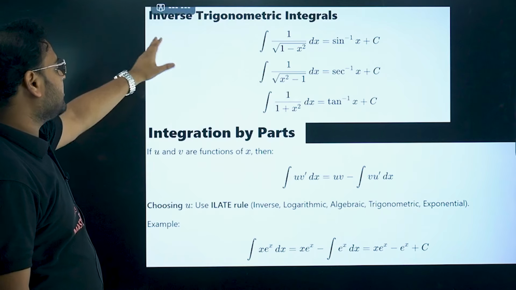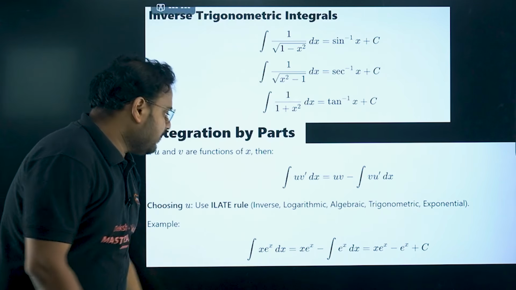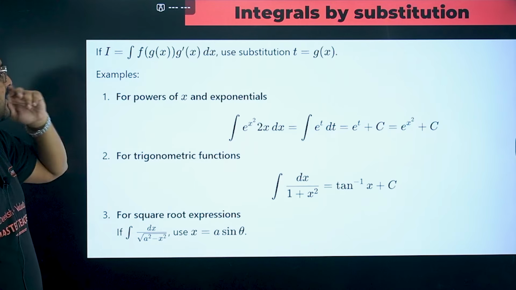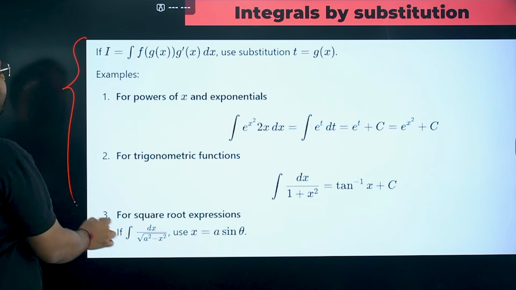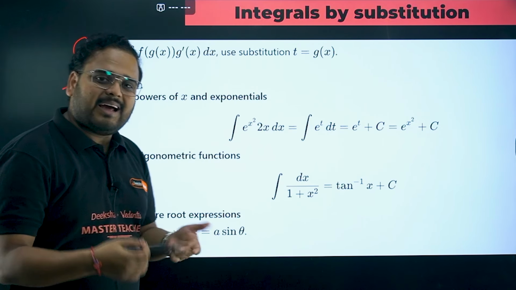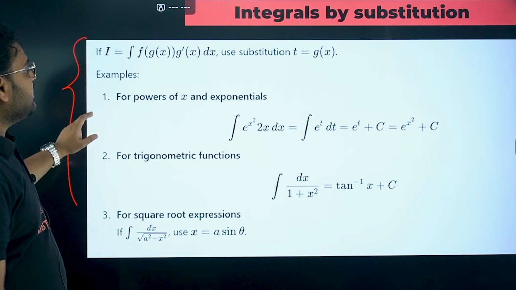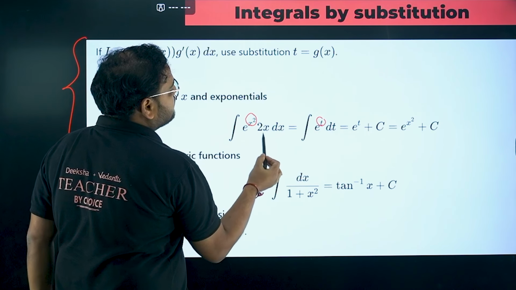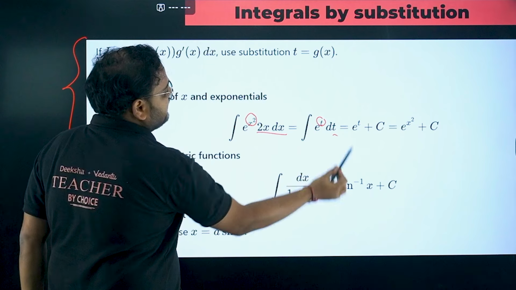Inverse trigonometric function integrals are given by parts. The ILATE rule is given over here. Okay, chaliye. By substitution method, as I said, important for most of the questions. This is applied and can be dealt with very easily. See here, x square is taken as t and the derivative becomes 2x dx becomes dt.